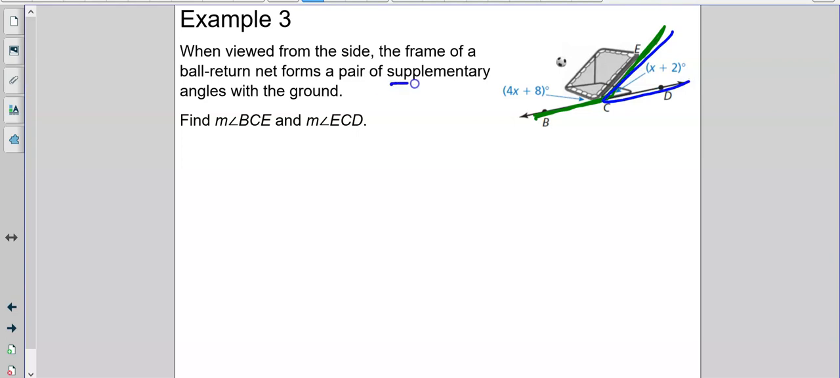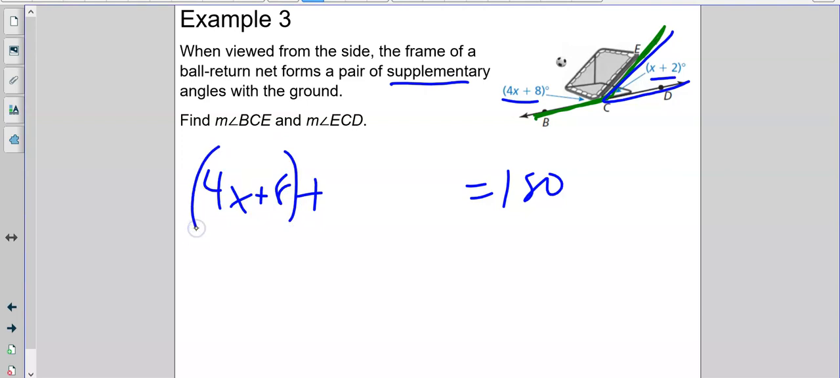Now, if they're supplementary, that means the two of them combine, add up to 180 degrees. So all we're going to do is say this plus this. 4x plus 8, that quantity, you don't have to put in parentheses, but that quantity plus this quantity of x plus 2. The parentheses don't do anything because we're adding, but I'm just showing you the grouping.